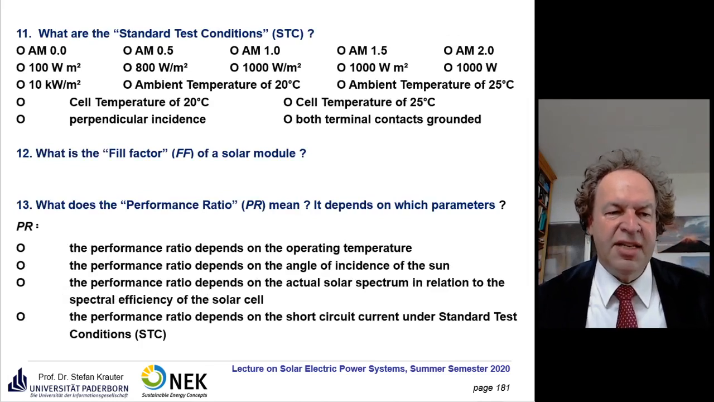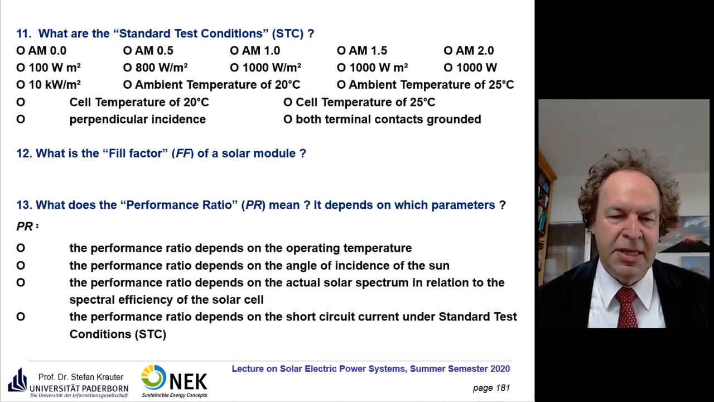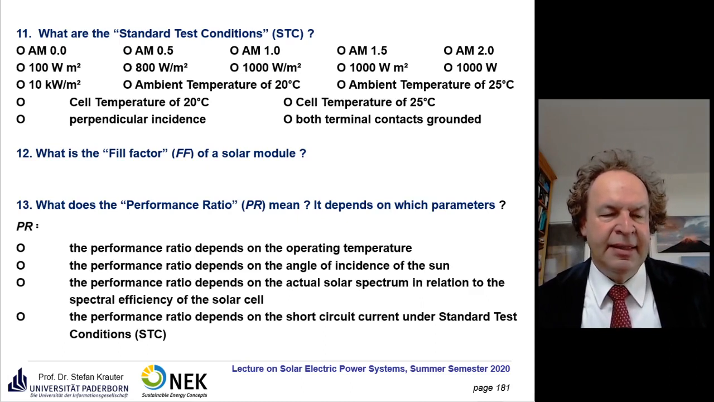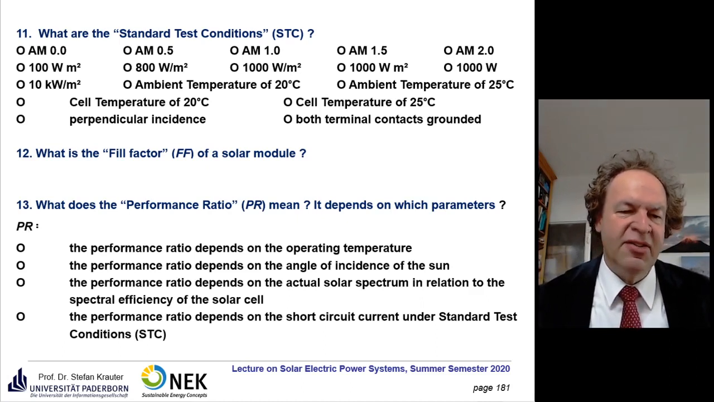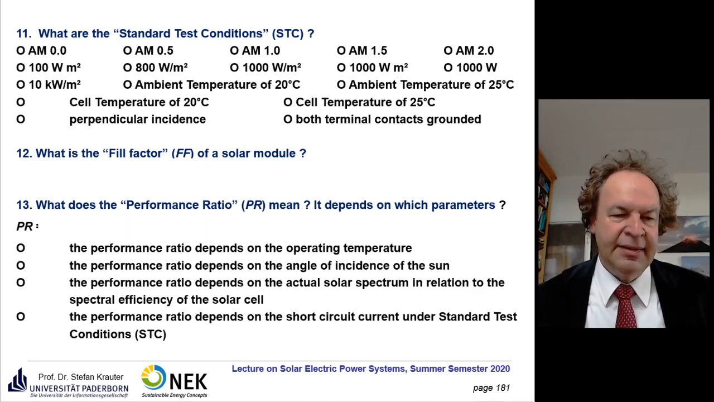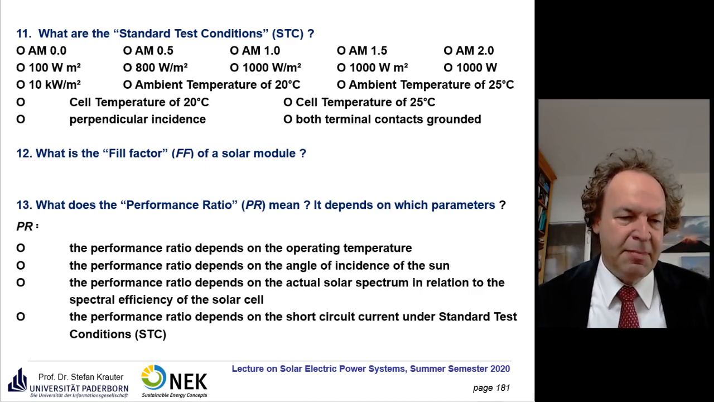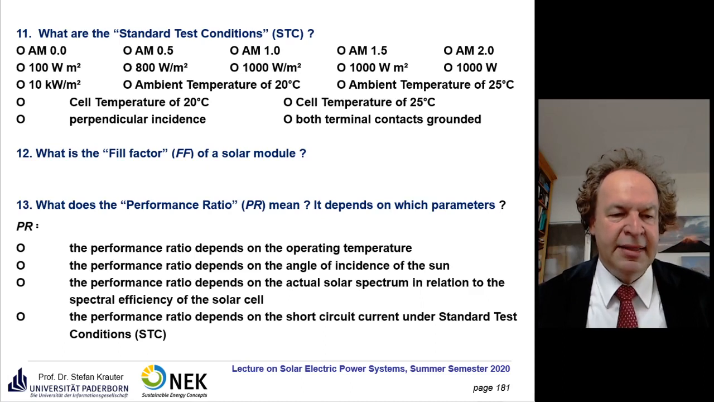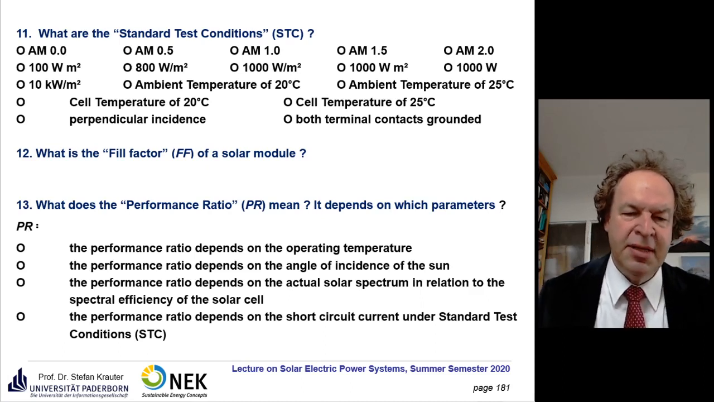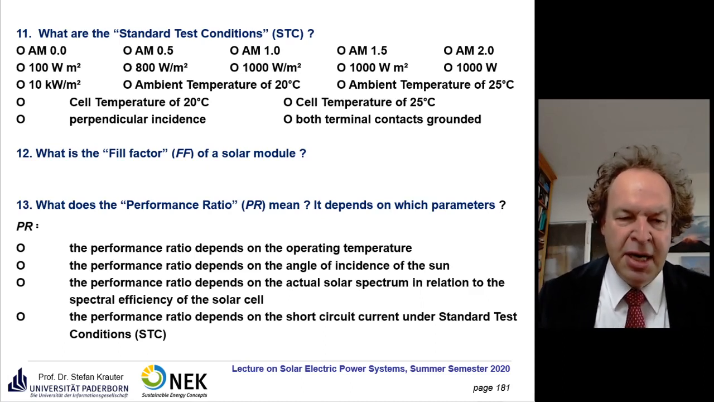Then 11th is: what are the standard test conditions? Just name the conditions, could be 1, 2, or as many as you like. And 12th is: what is the fill factor of a solar module? Describe what it means, and maybe also give a formula. And what does a performance ratio mean? It depends on which parameters.